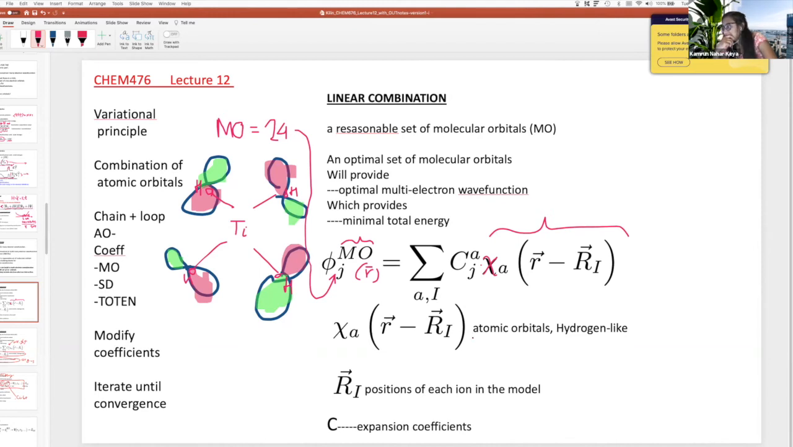I think molecular. You can read. So the letter phi stands for molecular, right? And this chi, atomic, right? Exactly. Also written there.